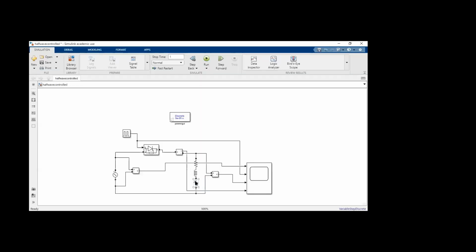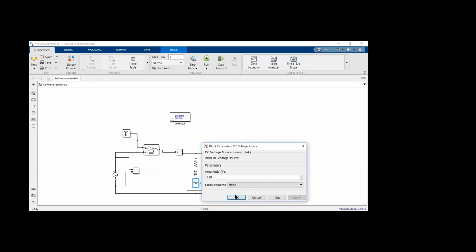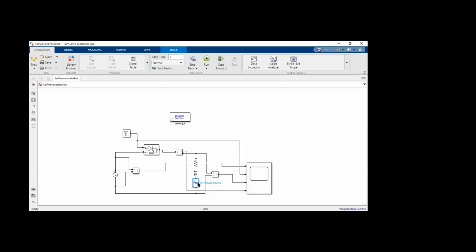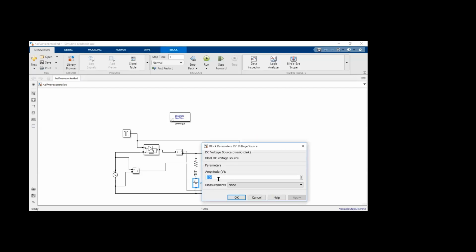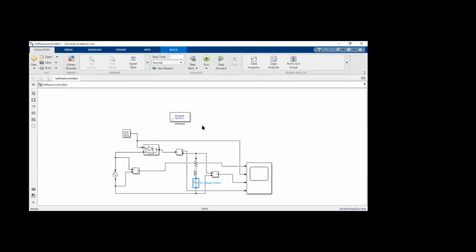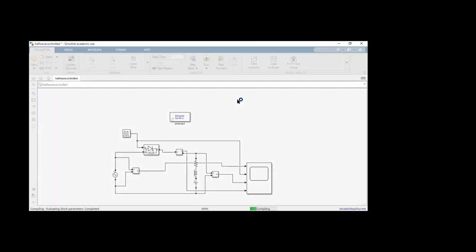So I have now considered a DC voltage source with 100 volts. How have I done this? Simulink library, add voltage source, then I have considered this DC voltage source, and you click on it, then you can select the voltage range. So I have provided 100 volts. Now run the model.